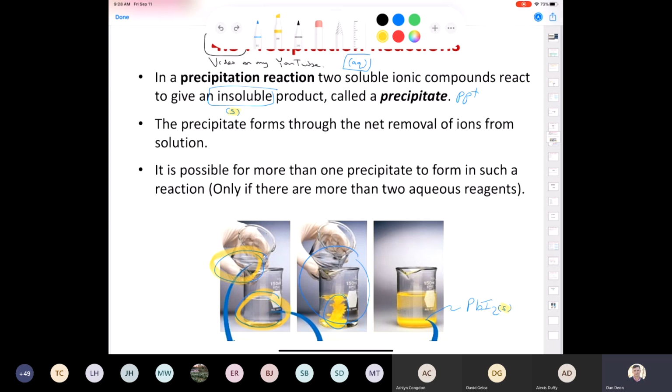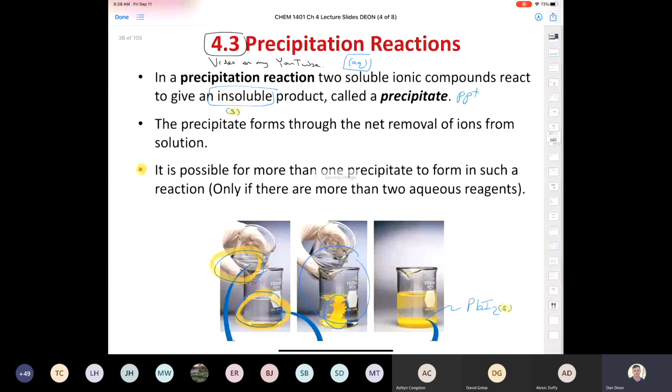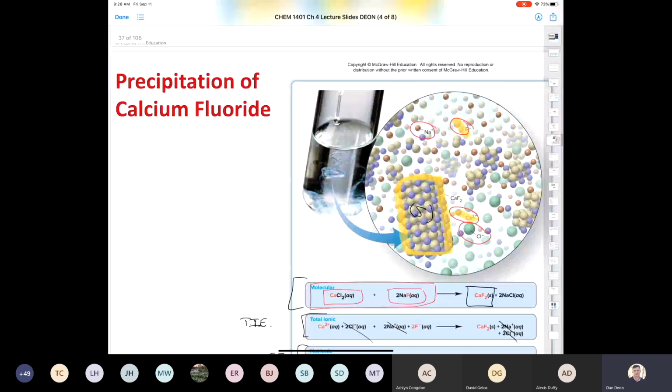It says here that it is possible for more than one precipitate to form in such a reaction, but we can only get two precipitates or more if we have more than two aqueous reagents. Anyhow, let's move on. And we already covered this slide, so I'm going to move past that.